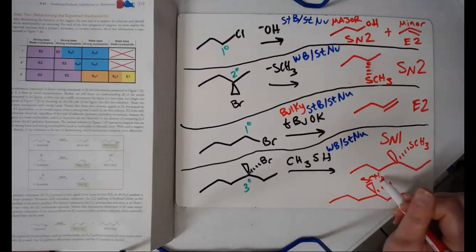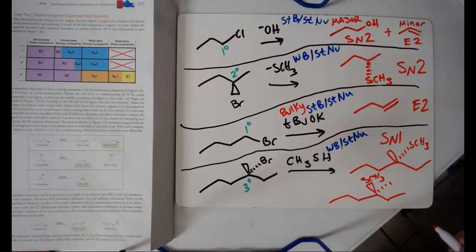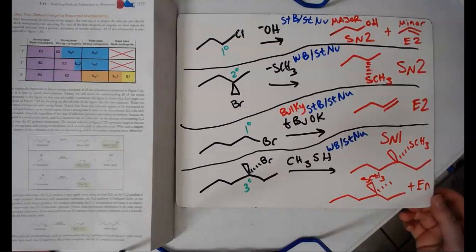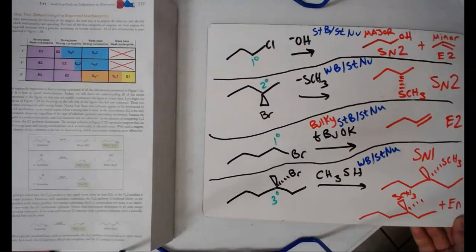Now I said I'd show you the cheating way to do this, or the shortcut way. Instead of drawing that other product, we can just put plus En, which means plus the enantiomer. So it's telling us that both enantiomers will form from that reaction. All right, let's do a couple more. I'm going to erase my board here.